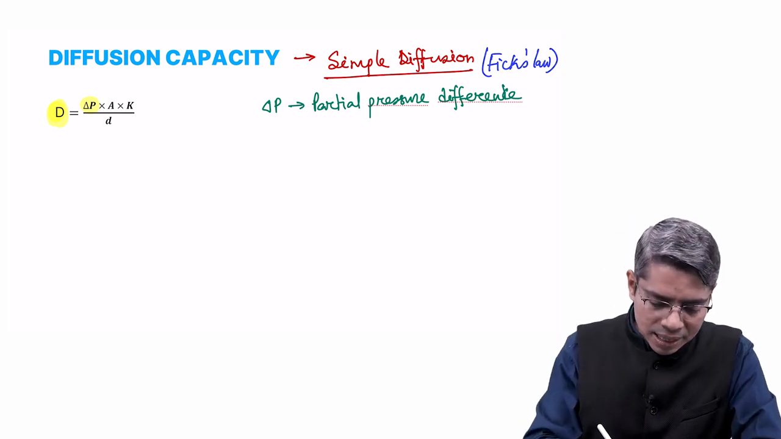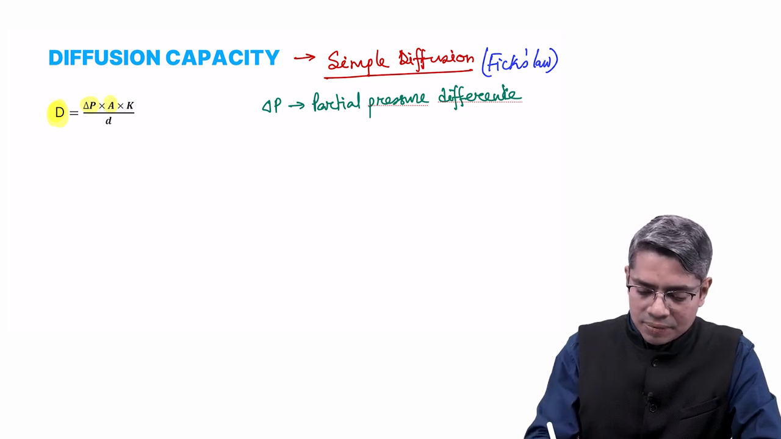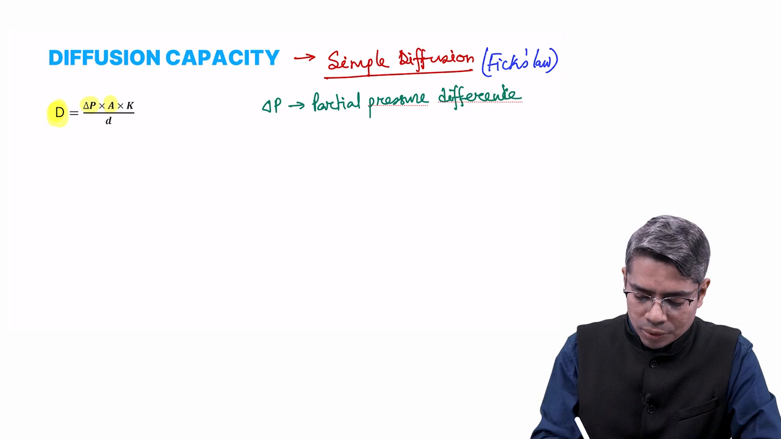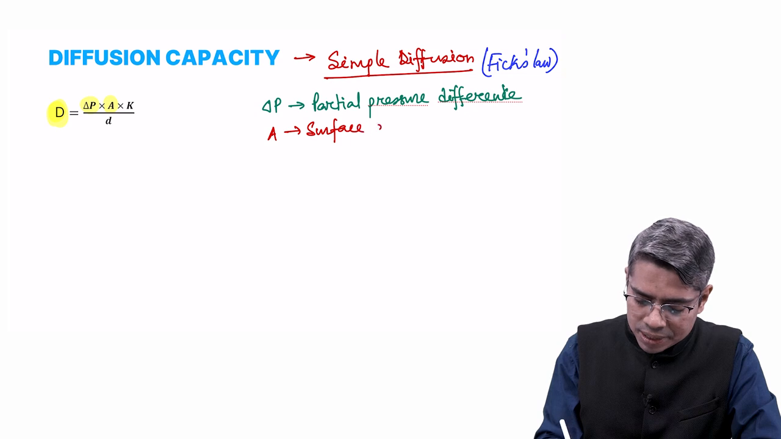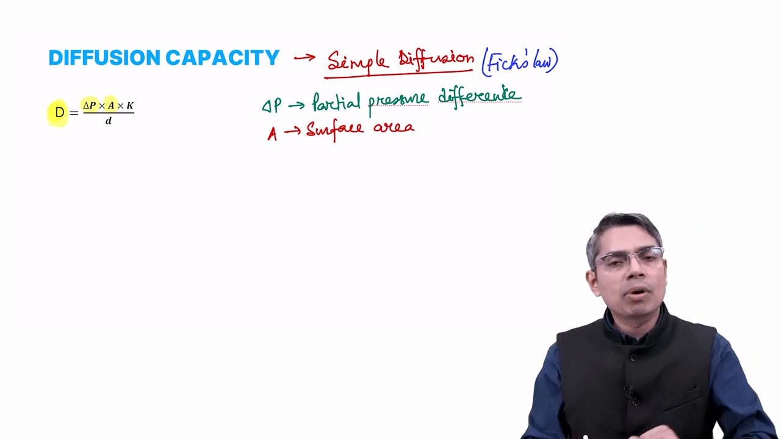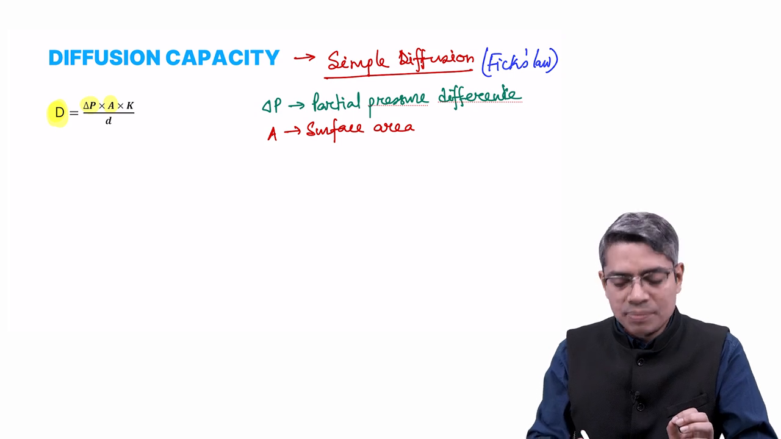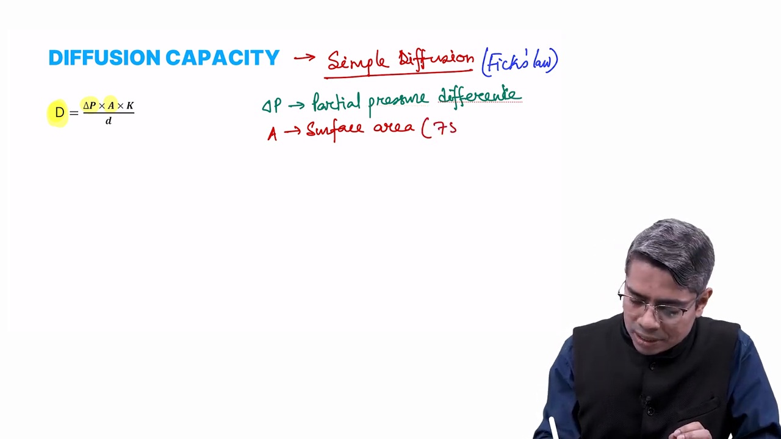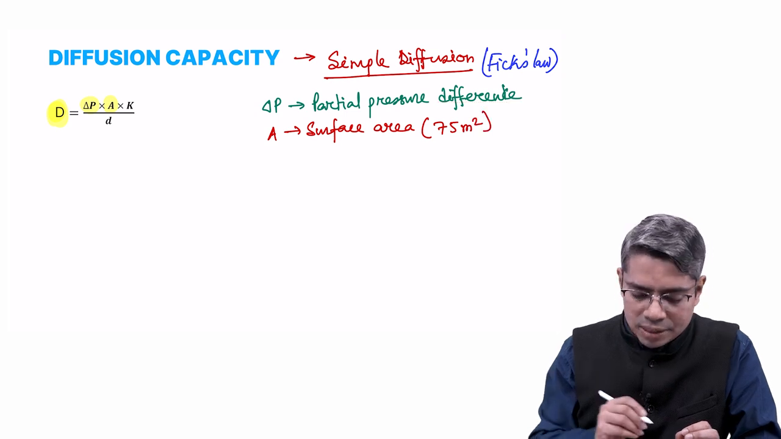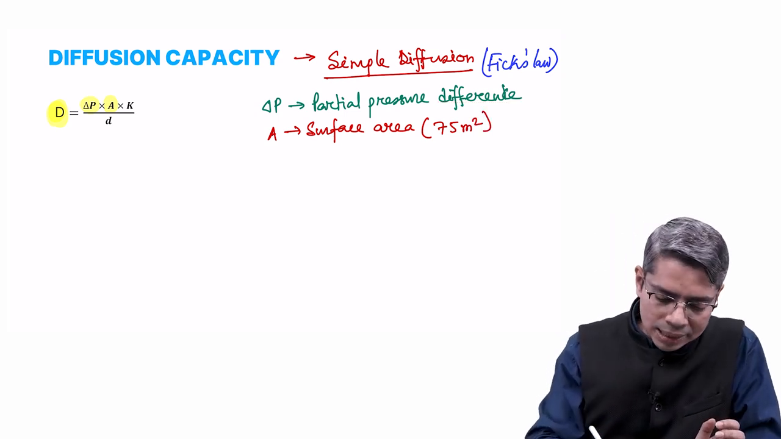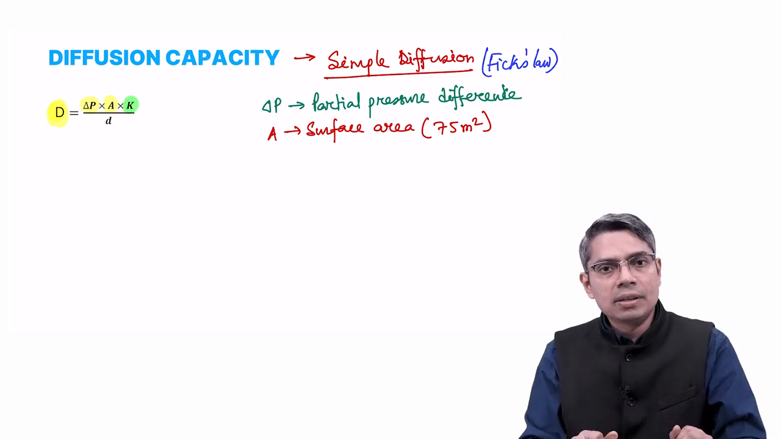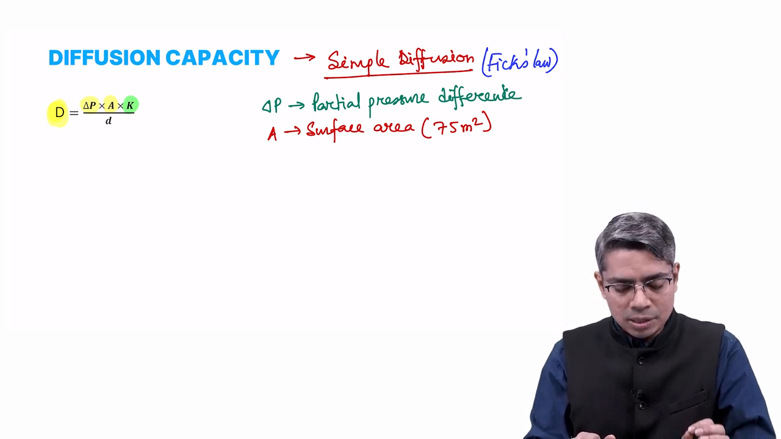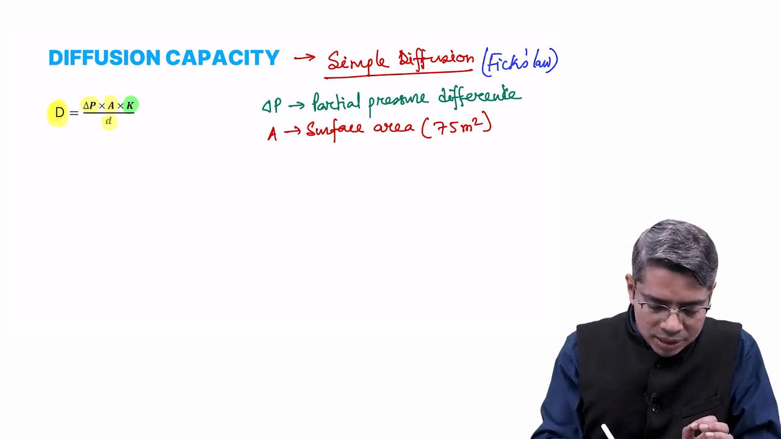Then second is A. A is the surface area of diffusion. What I told you just now, the total surface area of diffusion, is approximately 70 to 75 meters square. And then coming to the letter K. This K is a constant which is known as the diffusion coefficient. What is this K or diffusion coefficient? I will come to it later. But before that, look at this small d.